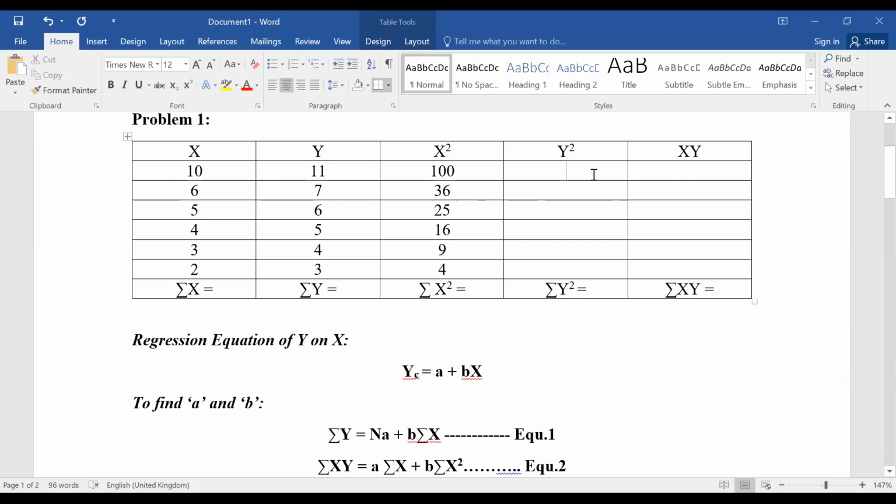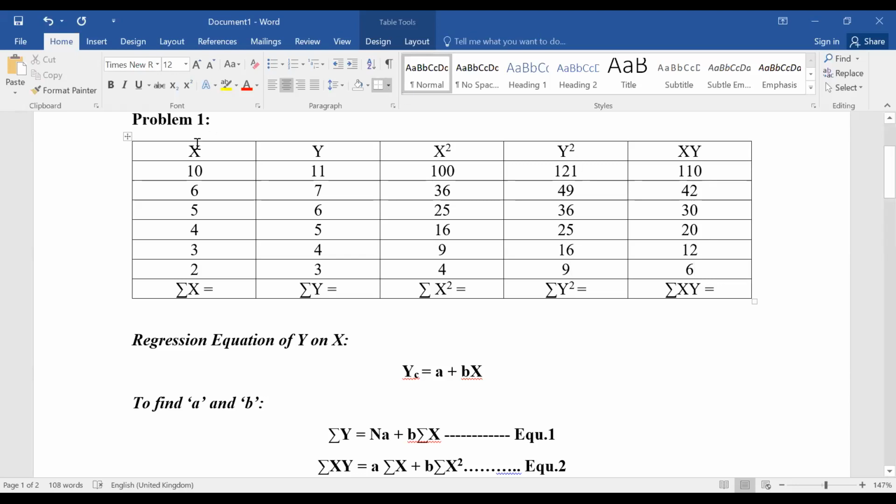So y square: 121, 49, 36, 25, 16, and 9. Okay. Now we need to find out xy, not x square, y square. Don't confuse xy. So xy: 110, 42, 30, 20, 12, and 6. Got it?